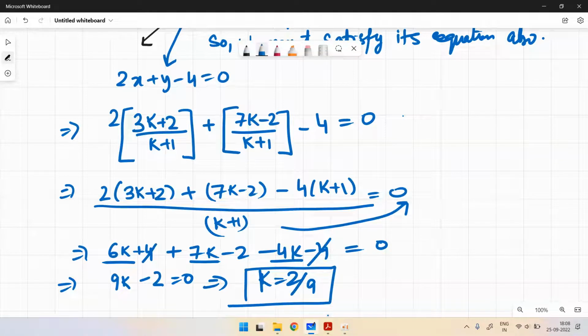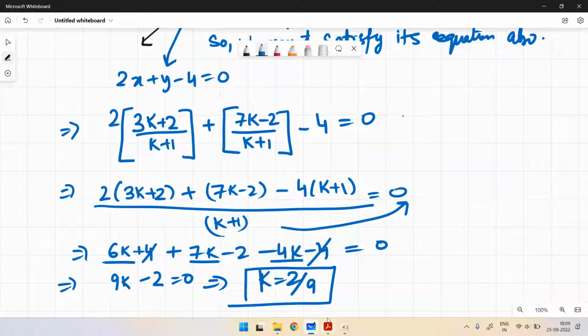This is the answer. This means that the line 2x + y - 4 = 0 divides the line segment joining points A and B in the ratio 2 is to 9.